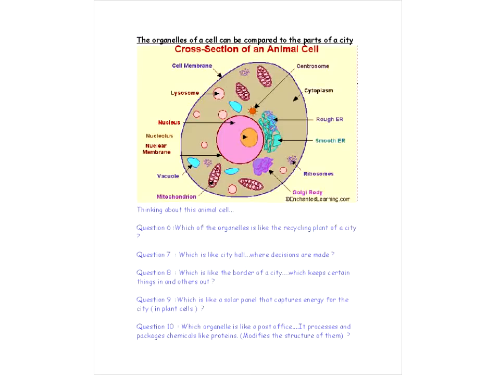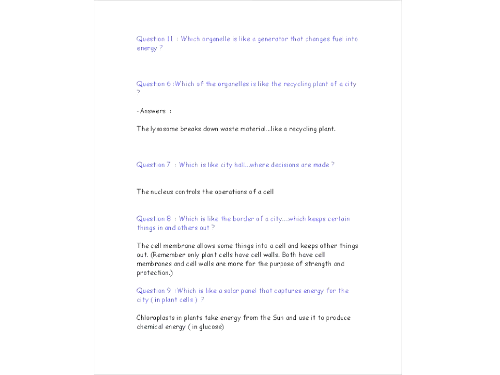Okay. Moving on to another section now, we talked about the organelles of a cell. Those are like the different parts of a cell, structures of a cell, and they can be compared to the parts of a city. So this here is an animal cell. So I've got some questions here based on this animal cell, and we're going to look at the answers to them.